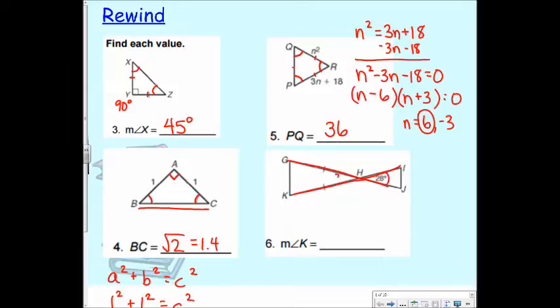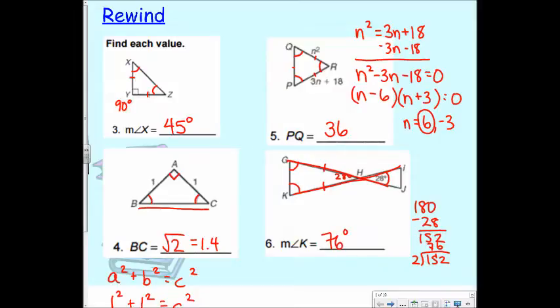If this is 28, these two have to be equal because it's an isosceles triangle, so all I have to do here is 180 minus 28, subtract that, and I end up with 152, and then I have to divide that by 2. And when I divide 152 by 2, I get 76. So angle K must be equal to 76.